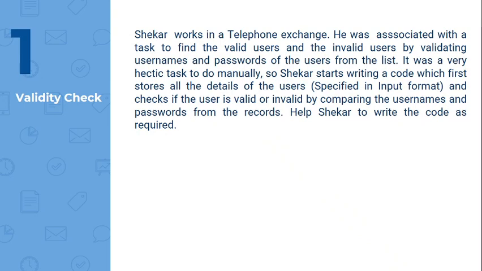Shaker works in a telephone exchange. He was associated with the task to find the valid users and invalid users by validating the usernames and passwords of the users from the list. It was a very hectic task to do manually, so Shaker starts writing a code which first stores all the details of the users in the specified input format and checks if the user is valid or invalid by comparing the usernames and passwords from the records. Help Shaker to write the code as required.